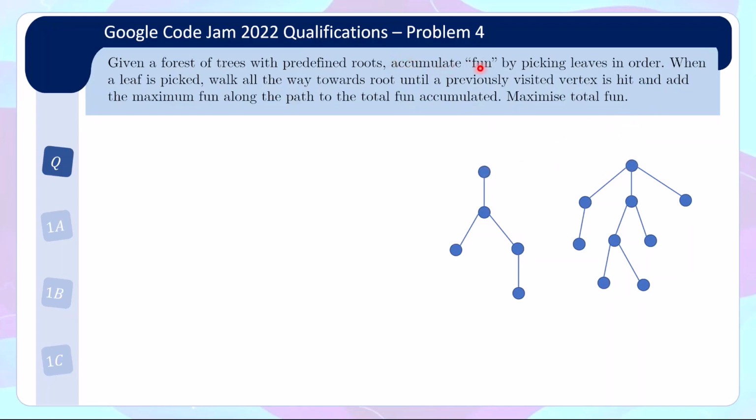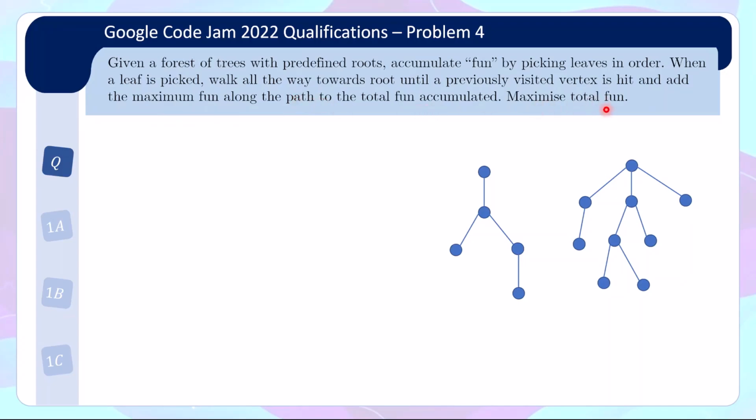Okay, and you are supposed to accumulate fun by picking leaves in different orders. So when a leaf is picked, you walk all the way. Let's say you pick this one. You walk all the way to the root, or until you hit a previously visited vertex. So let's say you pick this leaf first, you go all the way to the root. But then the next time you pick this leaf, it will stop straight away because it has been previously visited. So the fun you get along the path is the maximum fun.